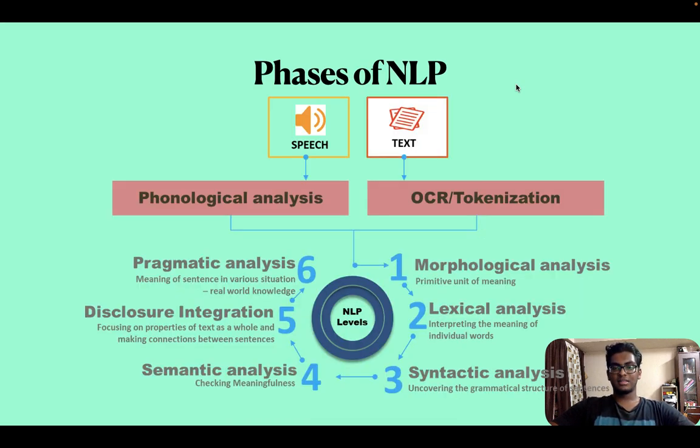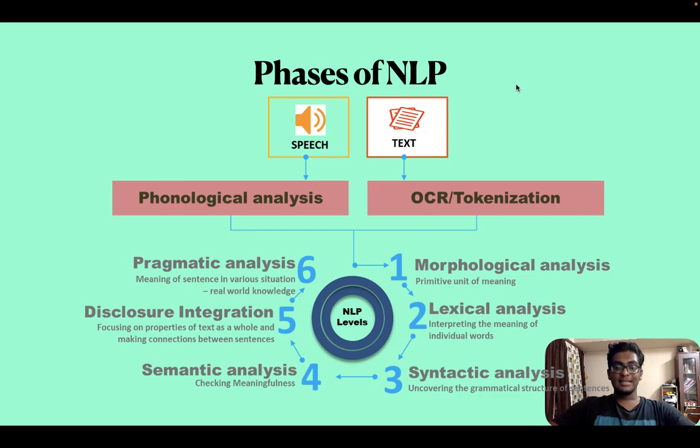So here are the phases of NLP. If we have speech or text, first we go through phonological analysis and OCR tokenization. And then we go to the first level of NLP, morphological analysis. In this level, we find out the primitive unit of meaning. In the next level of NLP, we do lexical analysis, which tries to interpret the meaning of individual words. Following that, we have syntactic analysis, where we uncover the grammatical structure of sentences.